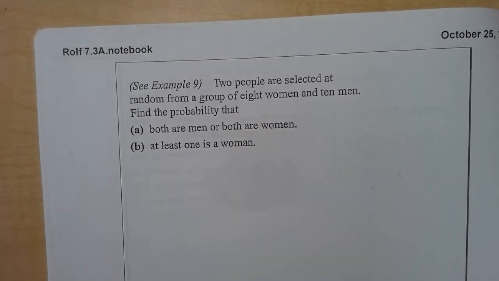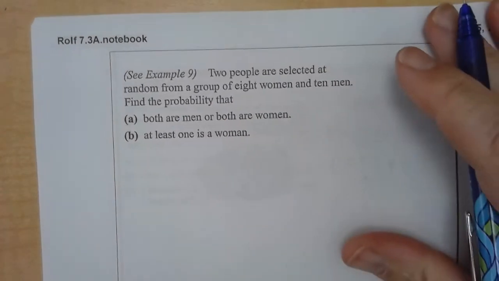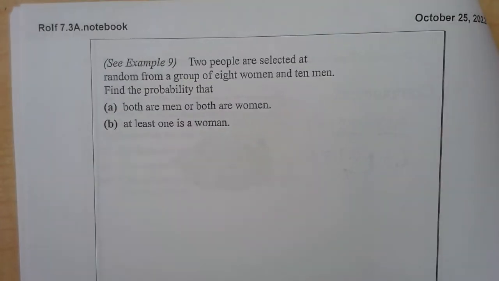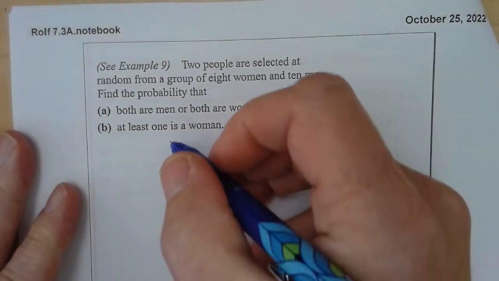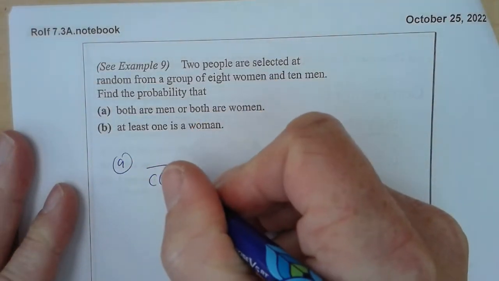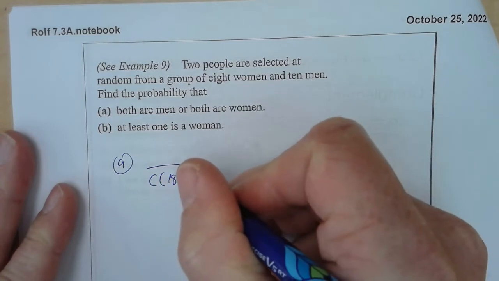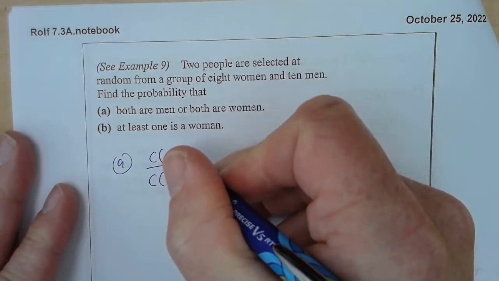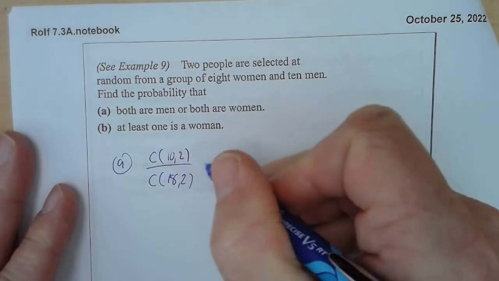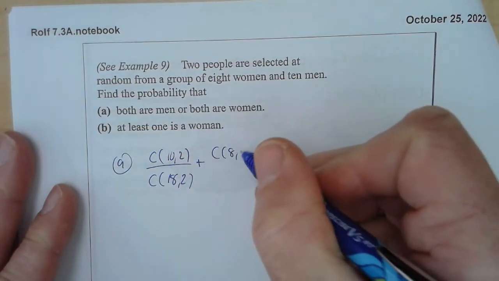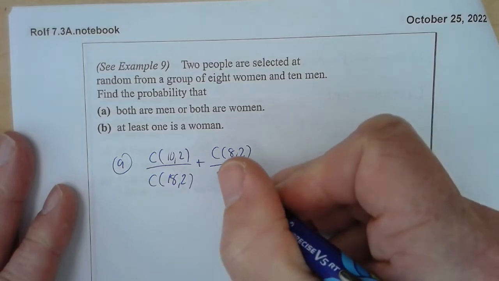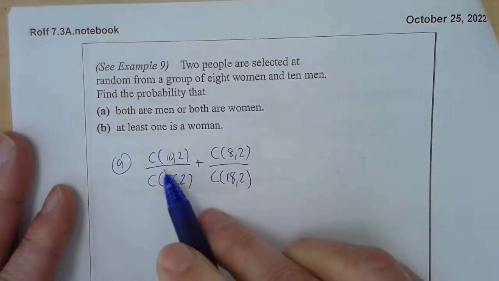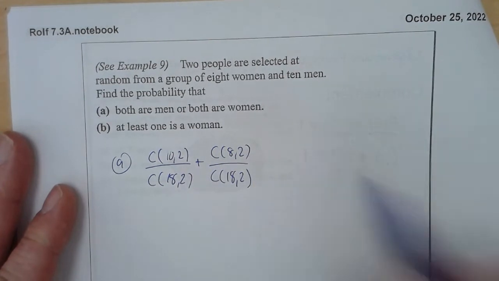All right. So it says 2 people are selected at random from a group of 8 women and 10 men. Find the probability that both are men or, so we got to do an or, so we got to add, both are women. So there's 18 total people. So part A, it would be C, 18, and we're choosing 2. And we want 2 men, so that would be C, men is 10, 10, comma 2, plus C, 8, comma 2 would be 2 women, and then over C, 18, comma 2. So you figure out this answer and you add this answer together, and that would be the answer to this.